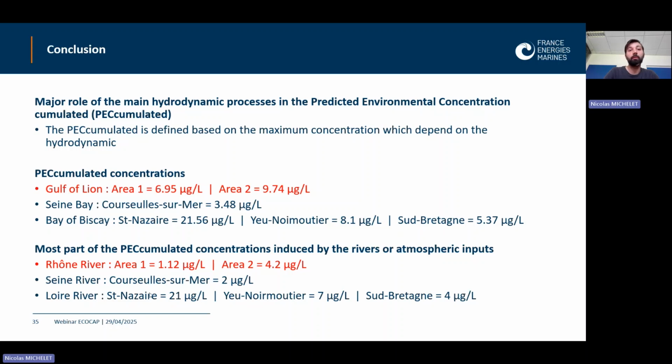You can see almost 21 microgram per liter over the Saint-Nazaire area, while the anode only brings 0.6 microgram per liter, as you can see in the sum here. So this is something that should be considered in the risk analysis, and Mathieu will present you this right after.